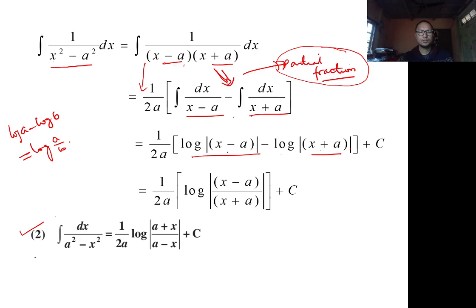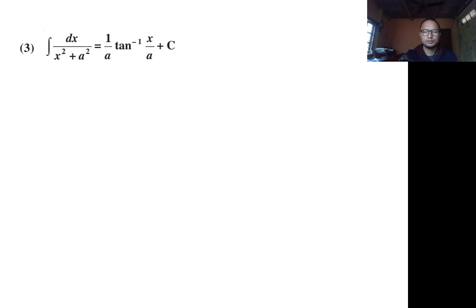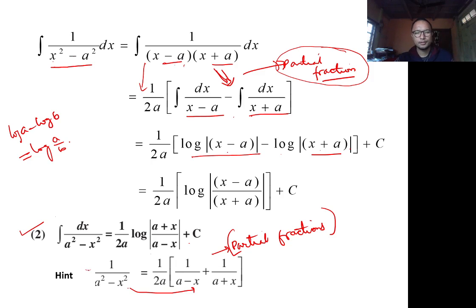Next up, 1 by a square minus x square. Now here we have to do like this again. From here to here, it comes by using partial fractions. I will explain partial fractions later. Then again, integrate, like this, same thing, and you will get this value.